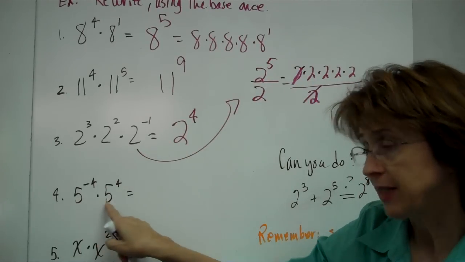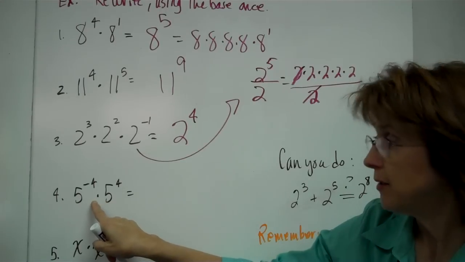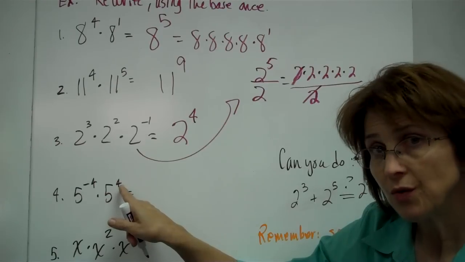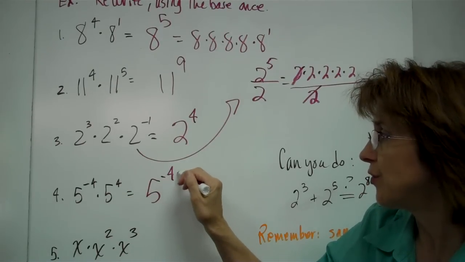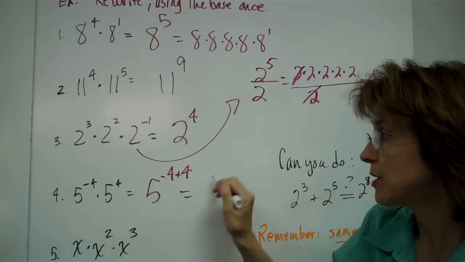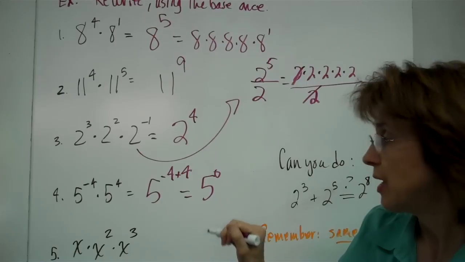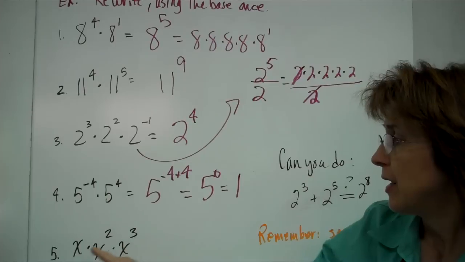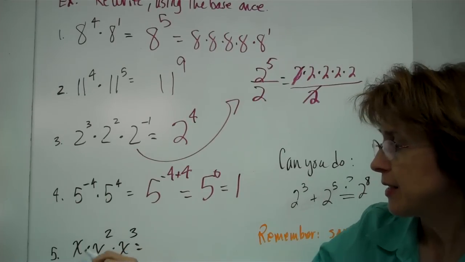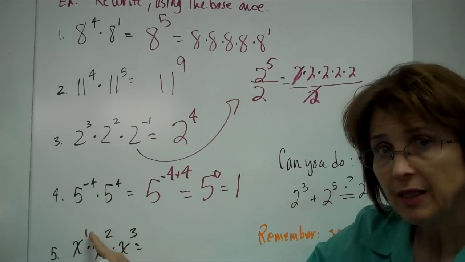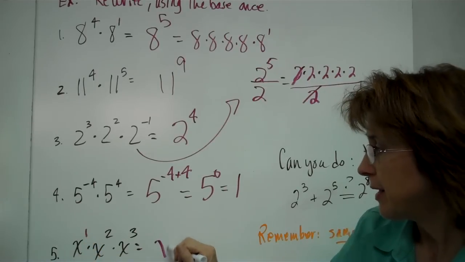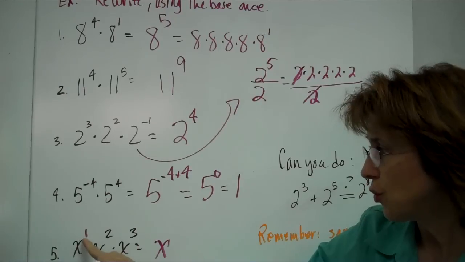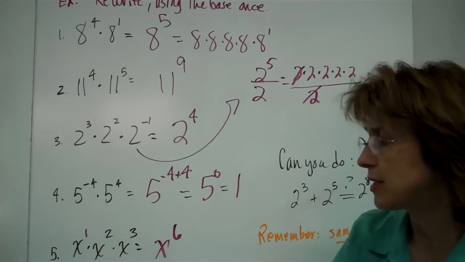Okay, here I have the same base. They're multiplying. The exponents are integers. Now what's negative 4 plus 4? Well, 5 to the negative 4 plus 4. Negative 4 plus 4 is 0. 5 to the 0. And we know 5 to the 0 equals 1. Okay? This one now, number 5, is x to the first power, really. If you need to write that in, go ahead and write it in. So I have my base, same base, I'm multiplying. Exponents are all integers, so 1 plus 2 plus 3 is x to the 6th.